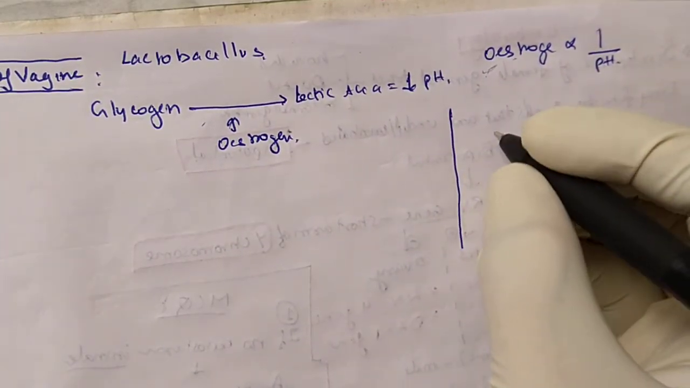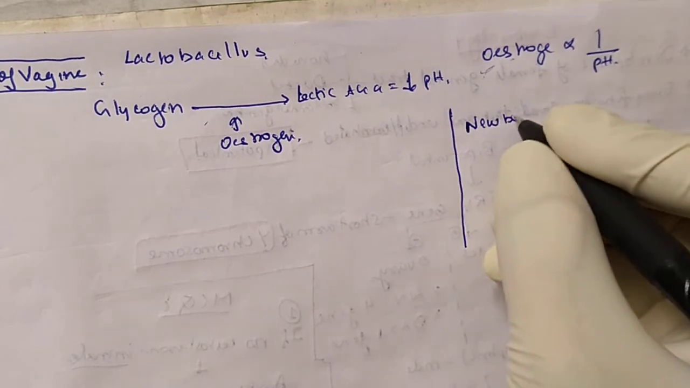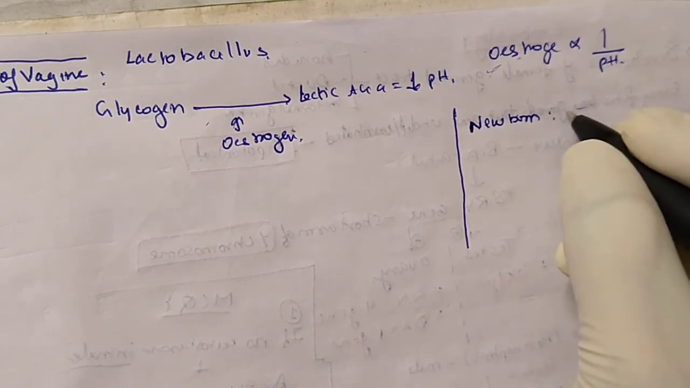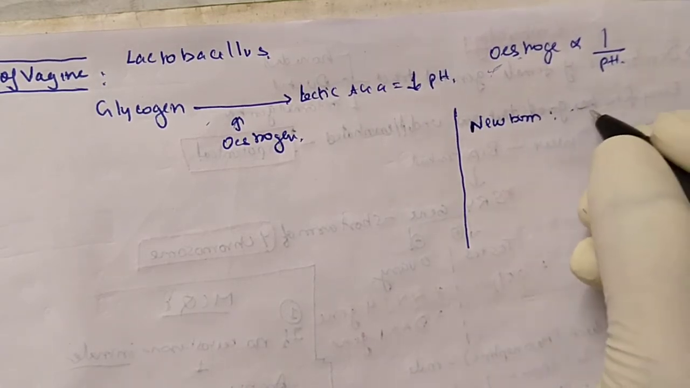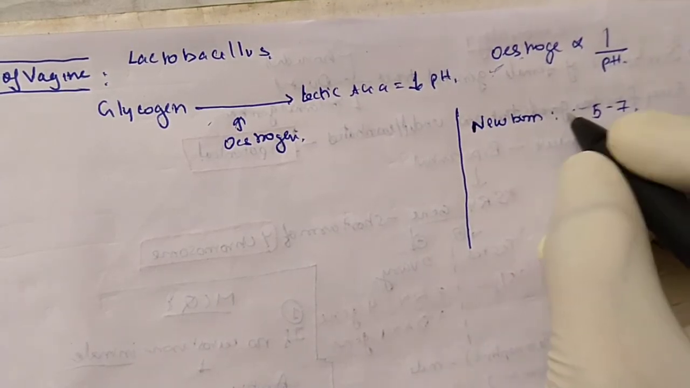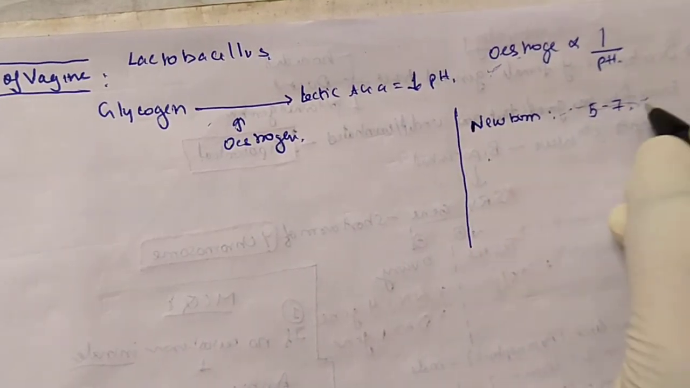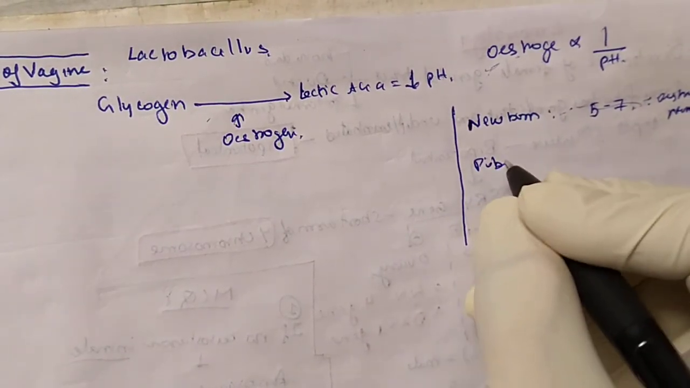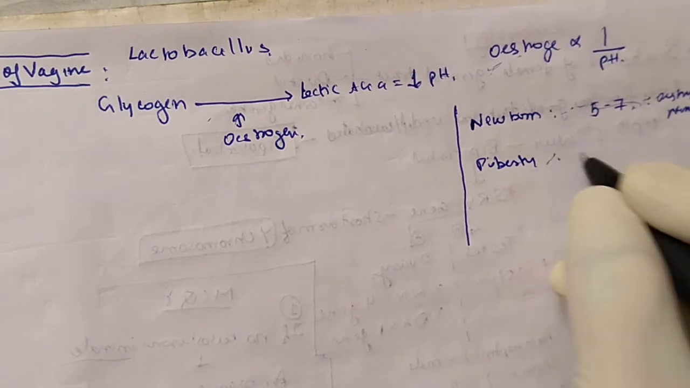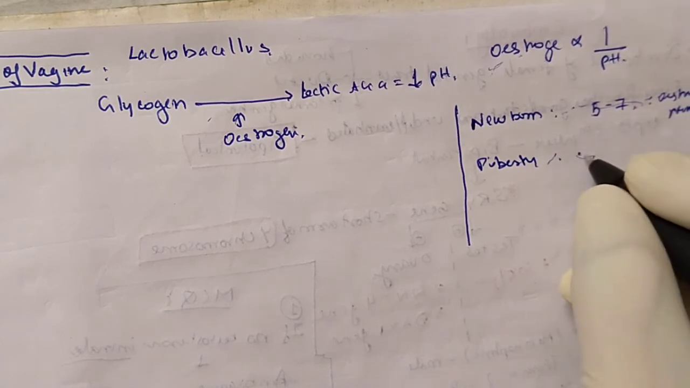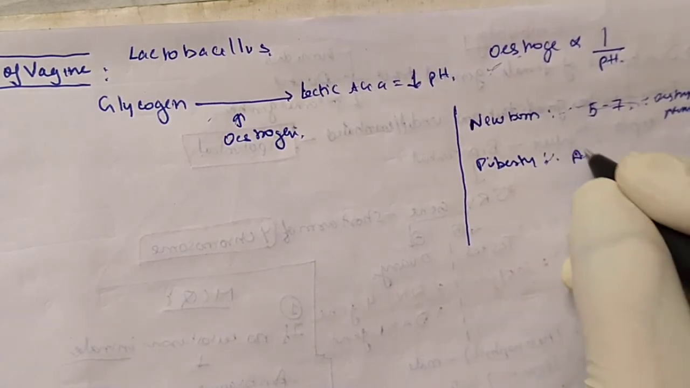Next we come to a few examples. What is the pH in newborn? In newborn, as estrogen levels are normal, the pH will be nearly 5 to 7. It is acidic. Estrogen is normal, so there's not much change. Now in puberty, estrogen levels are high, so there is a shift from alkaline to acidic.